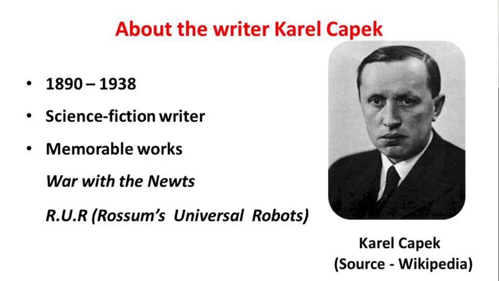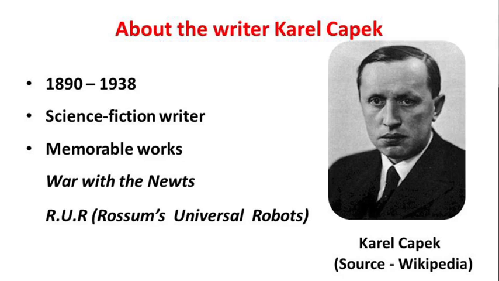Let us first of all know about the writer Karel Čapek in brief. He was born in 1890 and died in 1938. He was a famous science fiction writer. He has written many short stories, novels, and essays. He wrote in the Czech language, and his fame mainly rests on his contribution to Czech literature.